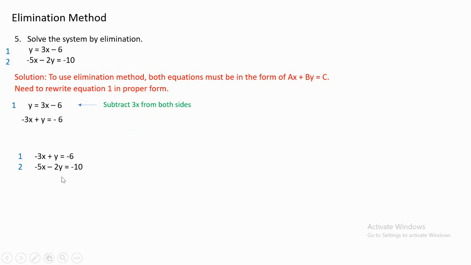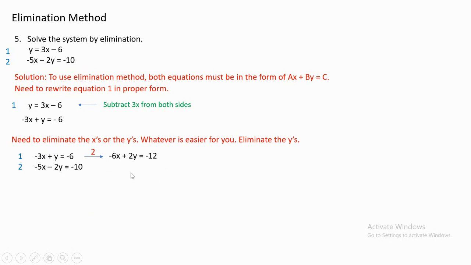Now here, you can eliminate either the x's or the y's. It's up to each student individually. But again, in my opinion, since the y here is isolated, I can multiply equation 1 by 2. Why 2? Because 2 times y will give me 2y. Then when added to the second equation, 2y minus 2y will give me a 0. But I need to multiply 2 times every term, or both sides of the equal sign. So 2 times negative 3x is negative 6x, 2 times y is 2y, and 2 times negative 6 is negative 12.